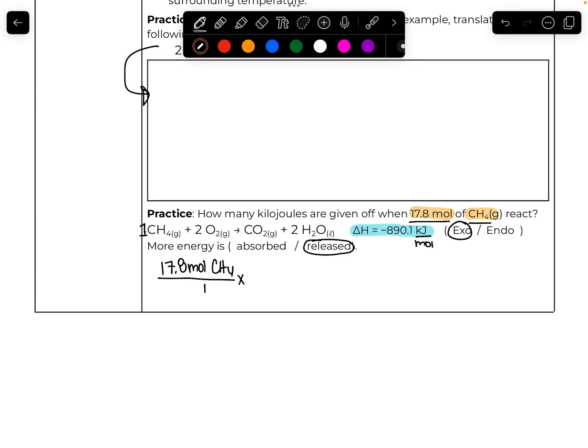So I'm going to start with 17.8 moles of methane over 1. Now, how do I find how many kilojoules are given off? Or really what this is asking is how much energy is given off? Well, I'm going to use my delta H as my conversion factor. I know that for every 1 mole of methane in this reaction, negative 890.1 kilojoules of energy are released. So if I plug this into my calculator, I'm going to get my final answer here in kilojoules, and I'll let you go ahead and do that. So this is a classic thermochemistry problem about how you can use enthalpy of reaction to help you figure out heat when any amount of a substance is reacted.